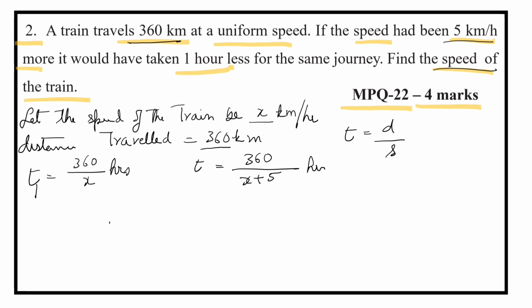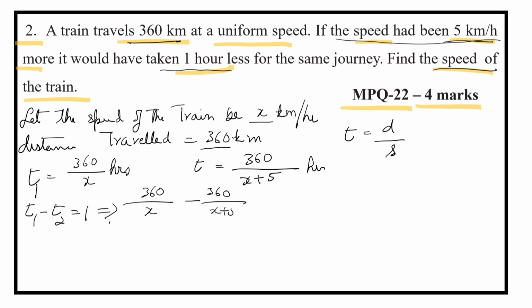Let this time be t1, this time be t2. By the question we can say that t1 minus t2 is 1 hour. If the speed had been increased by 5 kilometer per hour more, it would have taken 1 hour less. So it implies that, now be careful, 360 by x minus 360 by x plus 5 is equal to 1. So now what will you do?